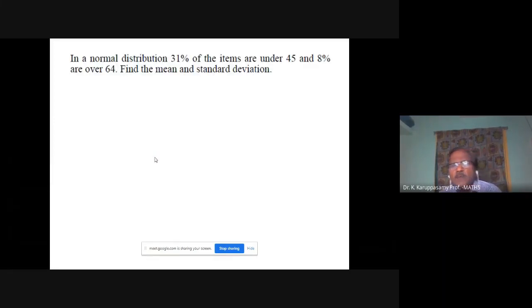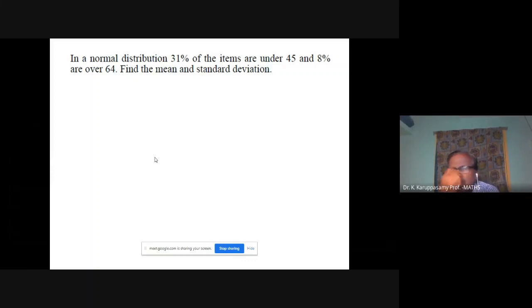Read this problem. In a normal distribution, 31% of the items are under 45 and 8% are above 65. What is the meaning of this?